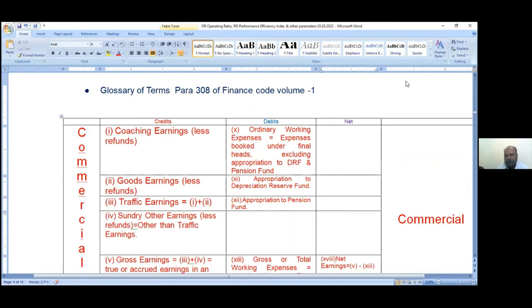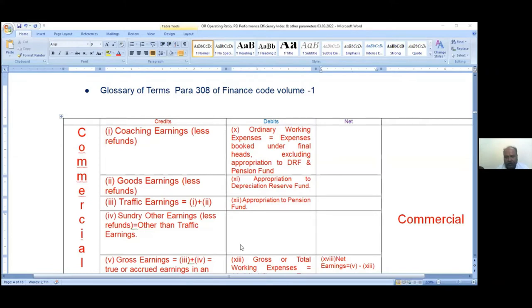Yeah, please tell me. Sir, what is actual expenditure? Actual expenditure means, suppose that is not in a portal provision, because sometimes in exams they use the word actual expenditure. So actual expenditure, you can check: ordinary working expenses plus suspense is called actual expenditure.